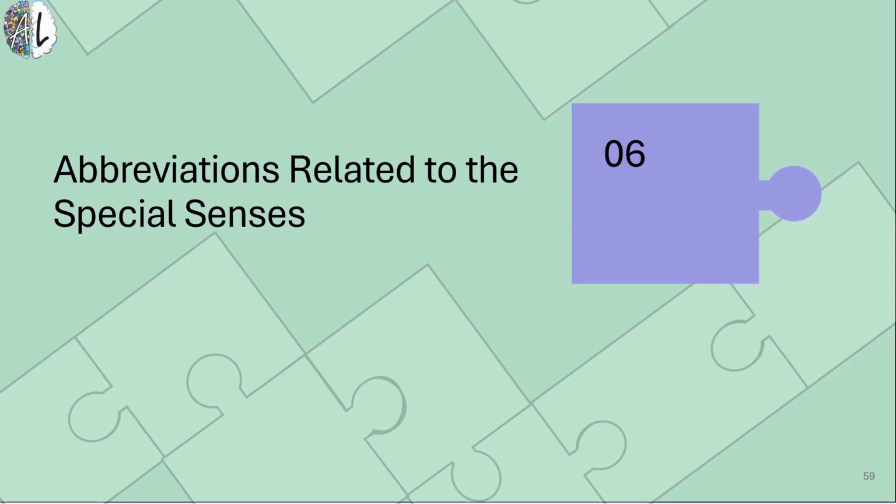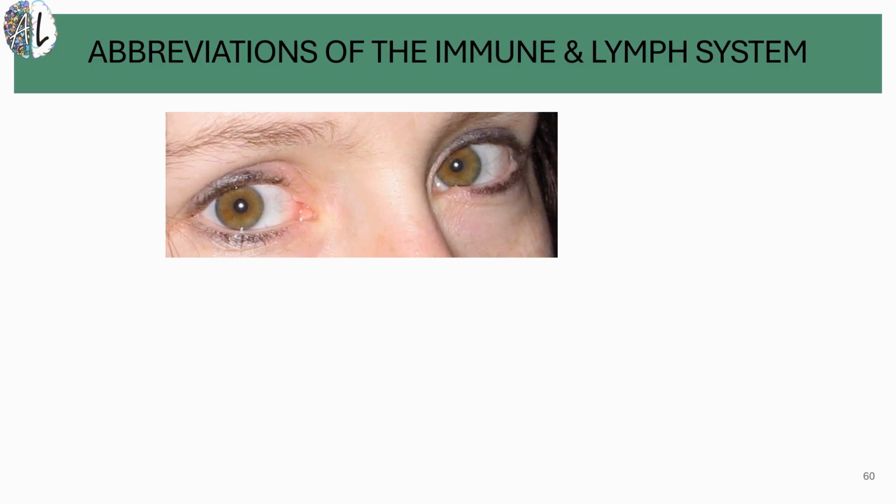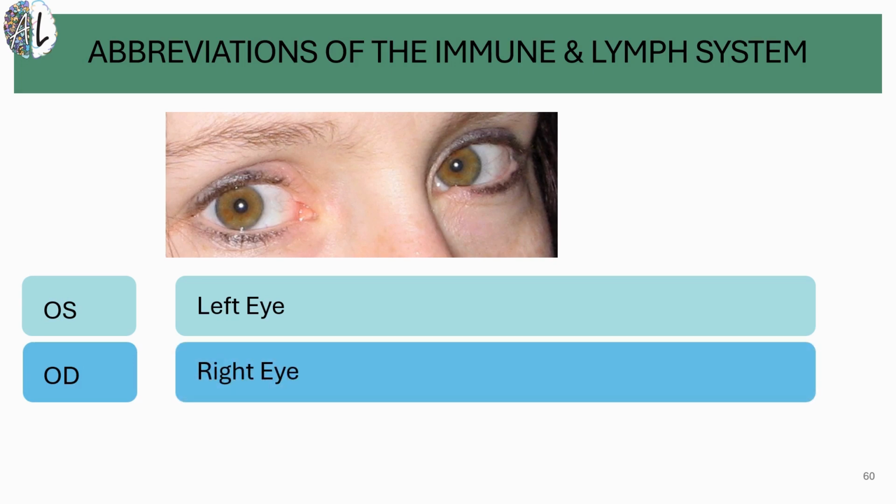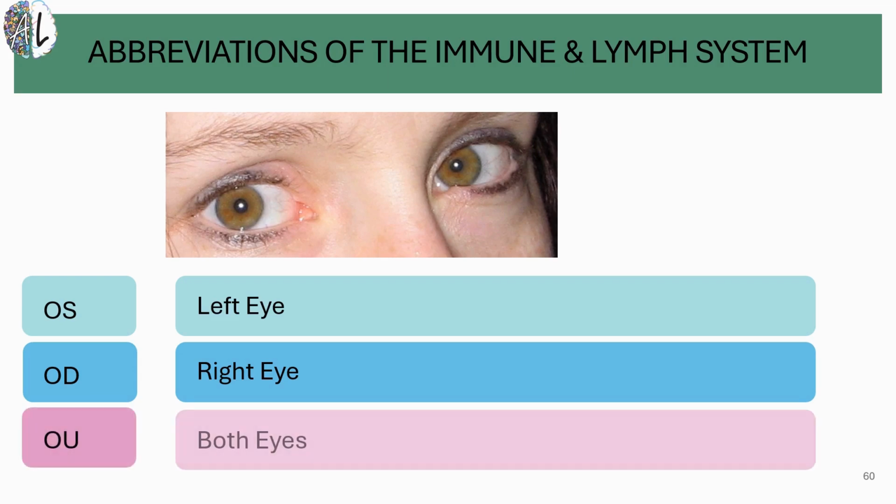Let's talk about some abbreviations related to special senses. So, we're going to talk about some abbreviations that are extremely common and pertain to the eyes. So, first up is the abbreviation OS, which stands for the left eye, followed by the abbreviation OD, which stands for the right eye, and the abbreviation OU, which stands for both eyes.